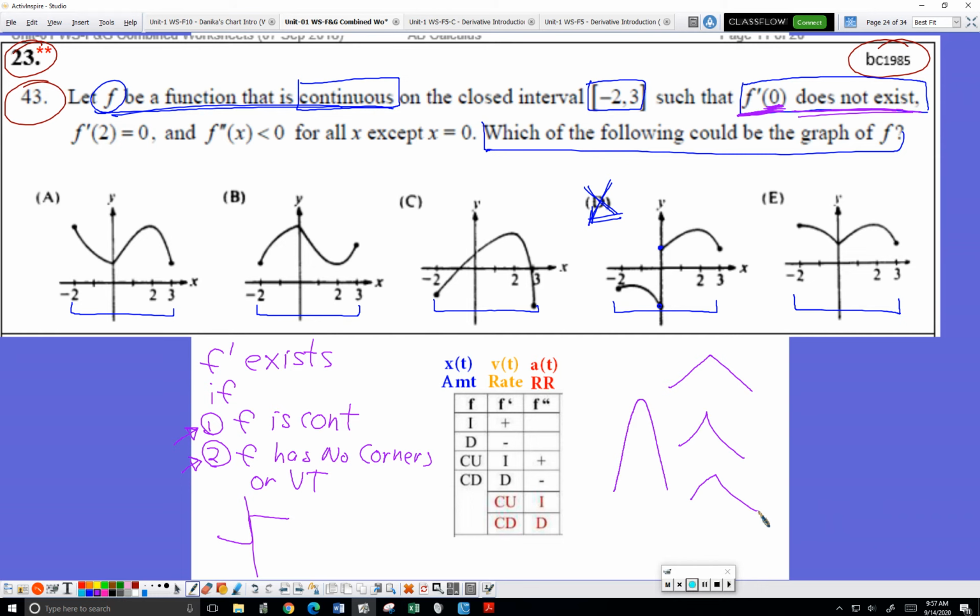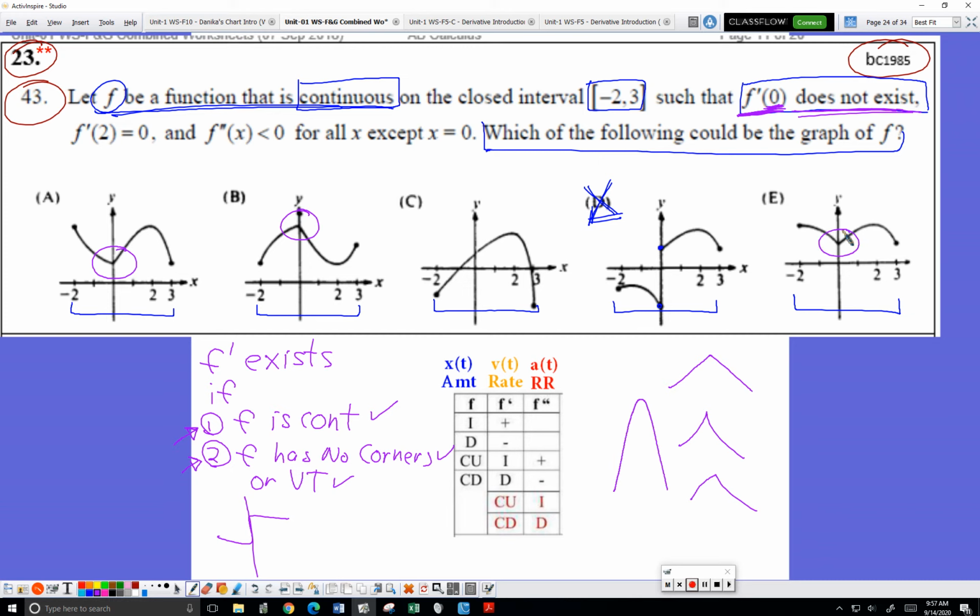So I'm hurrying just a little bit. So I'm looking for, let's see, it says F prime of 0 does not exist. That means F either is not continuous at 0, or F has a corner or vertical tangent at 0. So these are okay. These have corners at x equals 0.